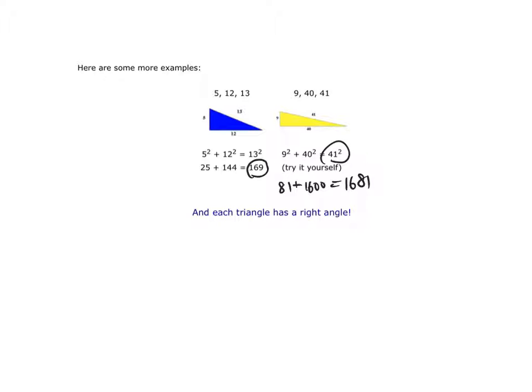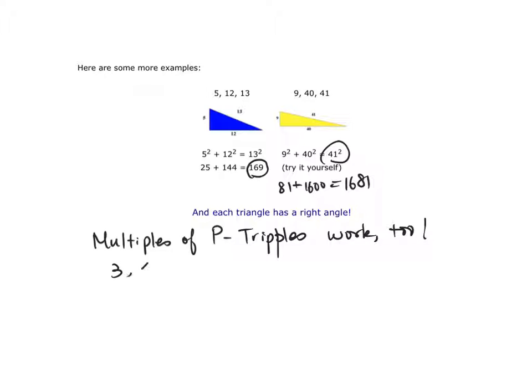Another thing you need to be aware of is that multiples of Pythagorean triples work too. So my favorite is 3, 4, 5. And if I just multiply them by 2, I get 6 and 8, and I know the third side, which is the hypotenuse, has to be 10.